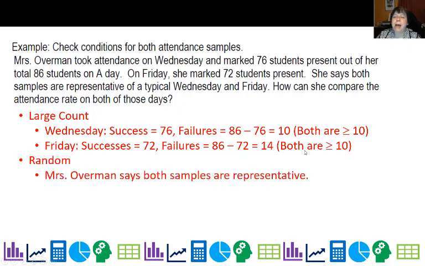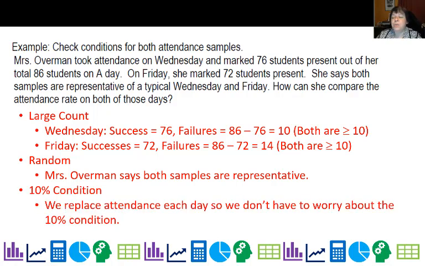For randomness, I'm going to tell you they're both representative. And if I tell you that, you accept it. In terms of if the problem says it, you accept it. And then finally, the 10% condition. We can argue that we replace attendance each day, so we don't have to worry about the 10% condition. I'm not really using up more than 10% of my sample. There are multiple ways. You could say one Wednesday is definitely less than 10% of all the possible attendance records that I take over the course of a year. Either way, we have met the 10% condition.